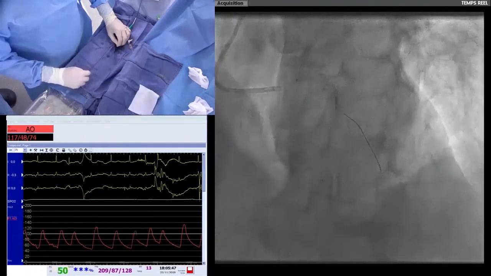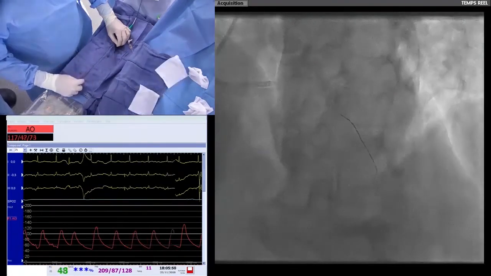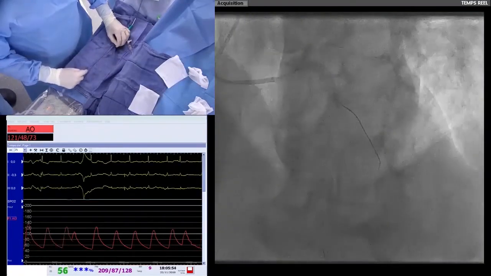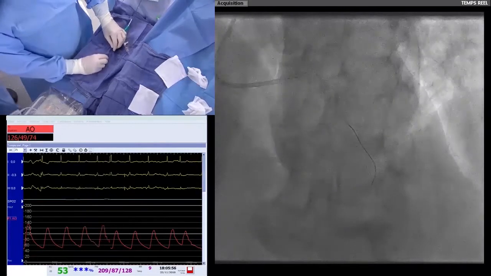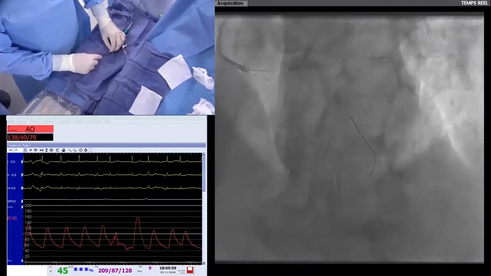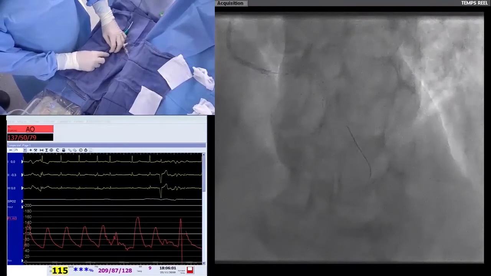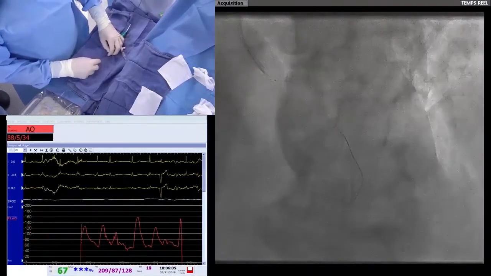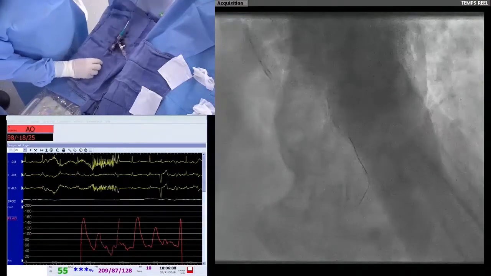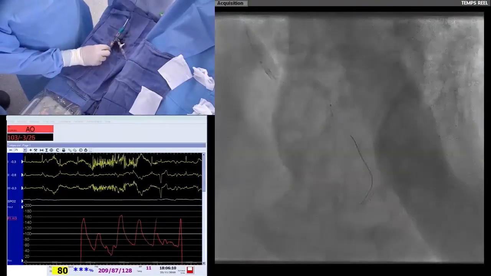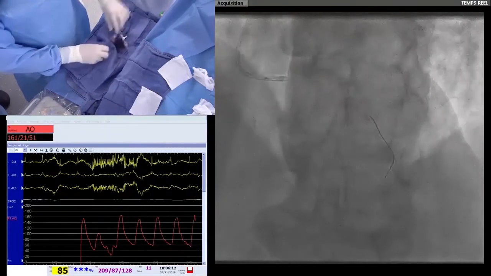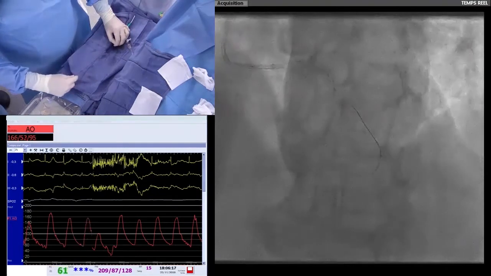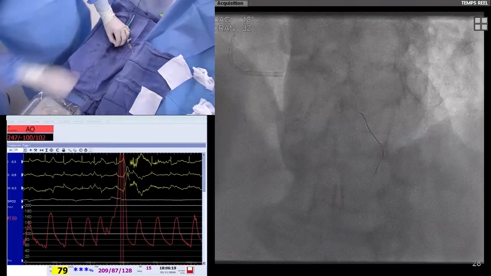So I wait, the pressure is going up now, okay, and I will pay attention to remove slowly the balloon because I have to avoid a deep intubation of the guiding inside the stent. I have to wait, the patient is moving his hand. Okay, on the screen it's okay. So I remove the balloon.